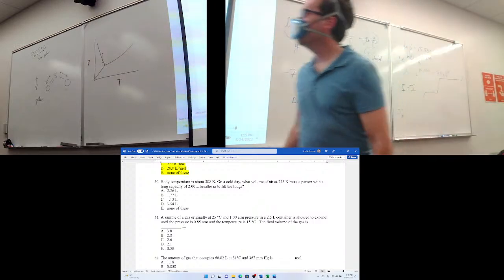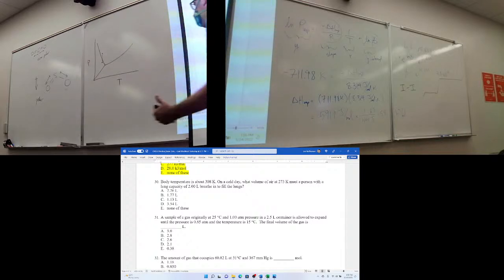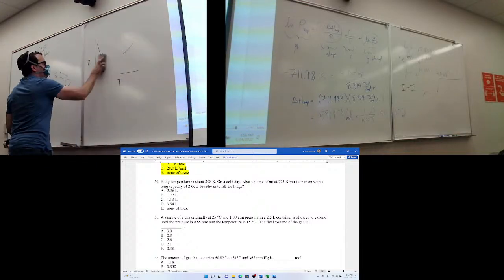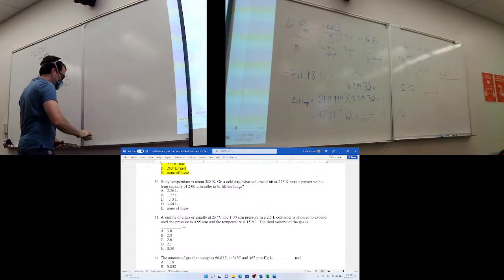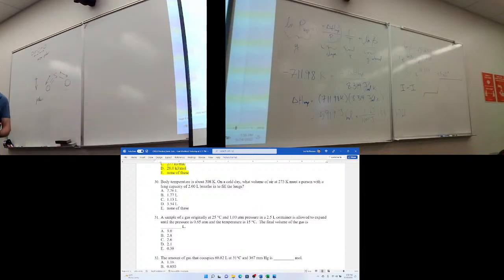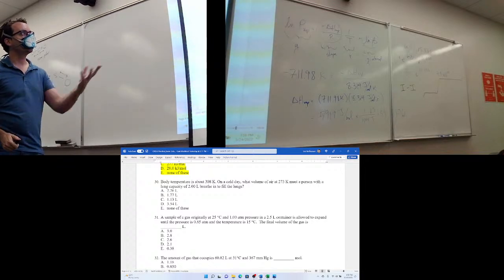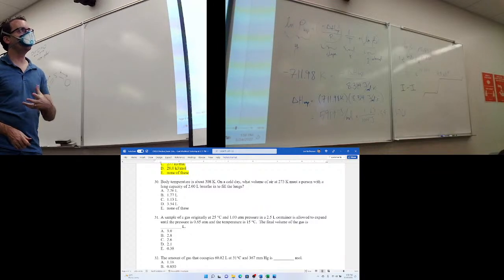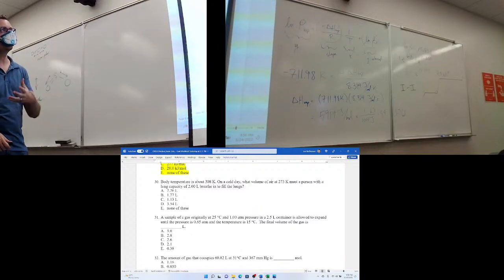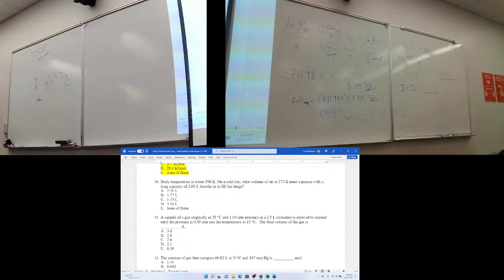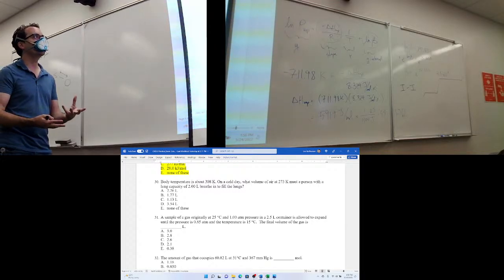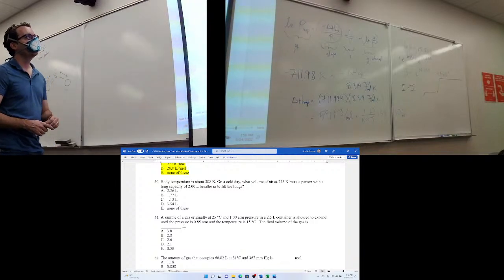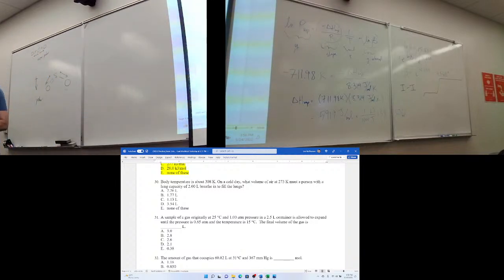Okay. I like 30. It's really simple, but it's the perfect simple gas law question because you have to think about what goes where. So body temperature is 308 Kelvin. On a cold day, we've got this volume of air at 270, a different temperature, and they're breathing into a lung that has a 2-liter capacity. How much air do you need to breathe in to fill your lungs?